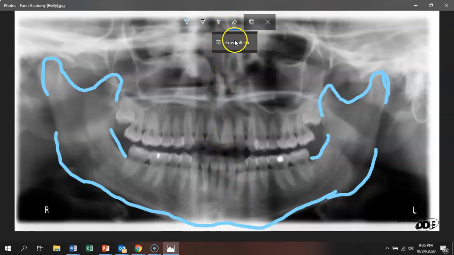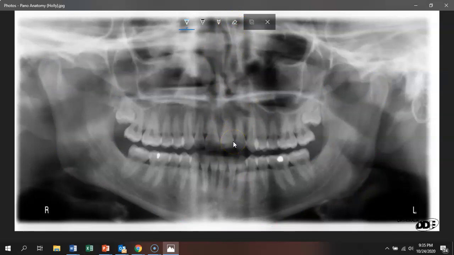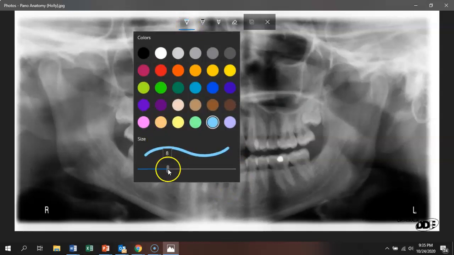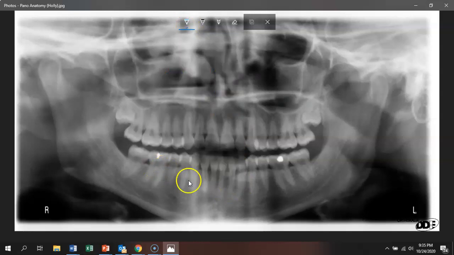Now I'm going to erase those so that we don't get too messy, and then we'll look at some others. Take a second and draw with your finger where you would see the floor of the sinus. Sorry, I'm going to make my line a little bit smaller. Floor of the sinus, so right through here, right through here. It's a little bit hidden over here.